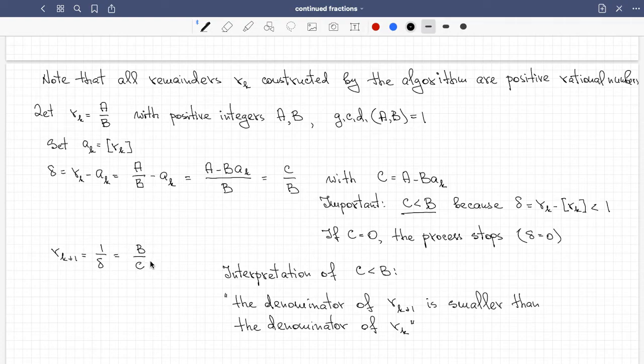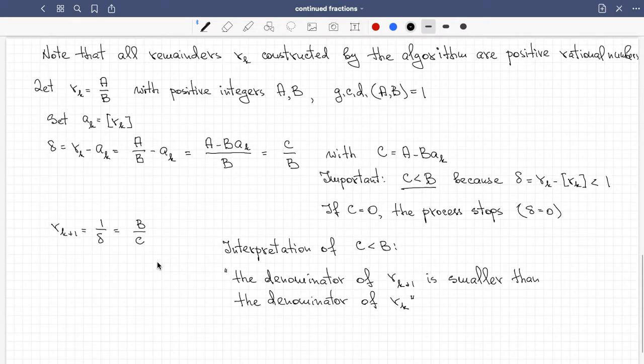This may be not in reduced terms, but that does not change this conclusion, because if I can reduce this fraction, still C stays smaller than B. So the new denominator becomes even smaller than this B. What is important is that C, the denominator of the next remainder, even before reduction, and therefore even more so after reduction, is smaller than the denominator of the previous remainder.